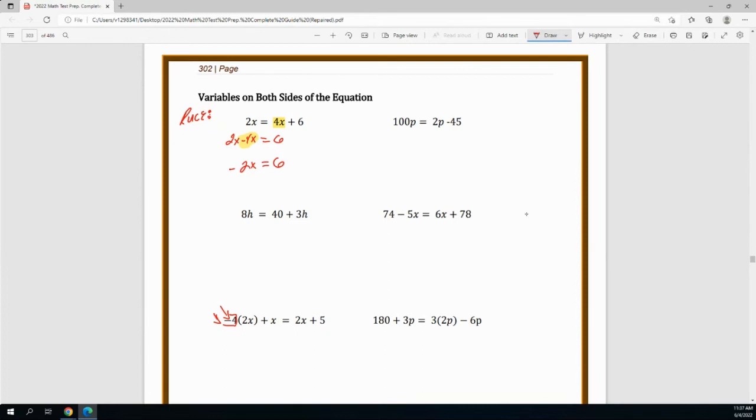Now I have combined. Now I'm ready to complete this. So the opposite of multiplying x times negative 2, divide the other side by negative 2.